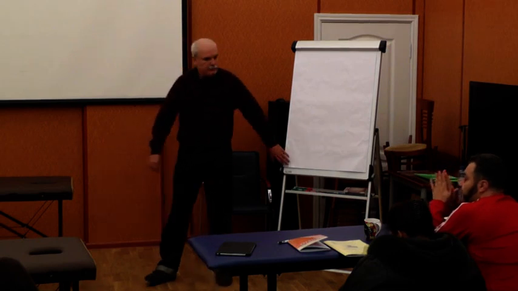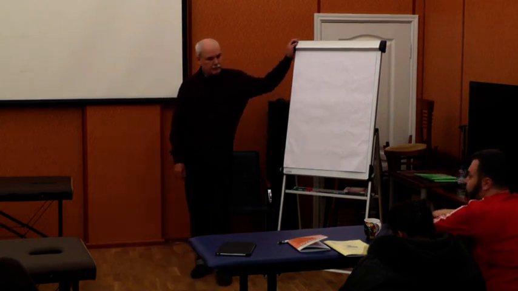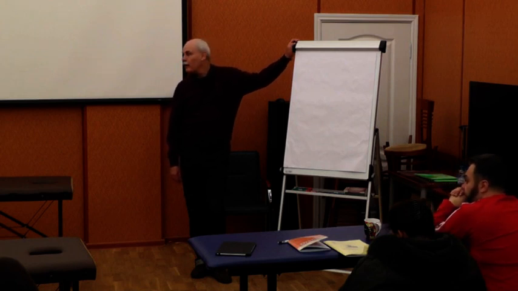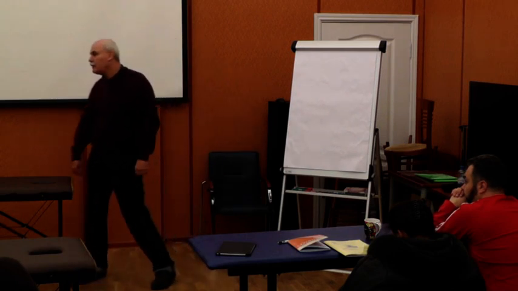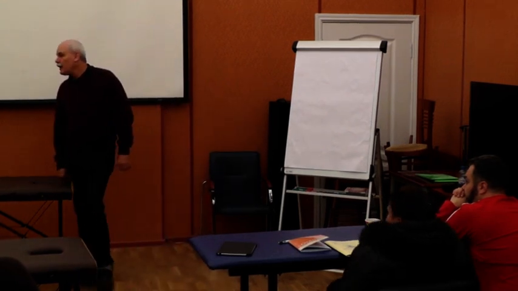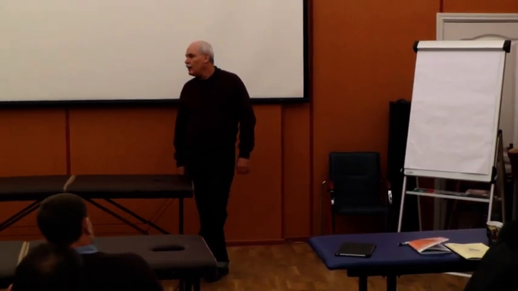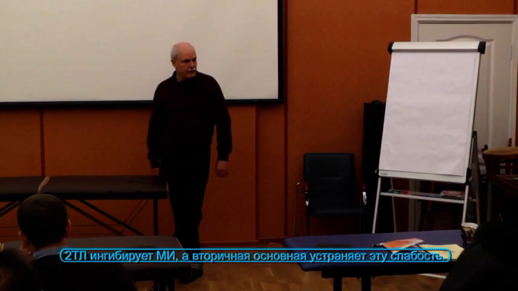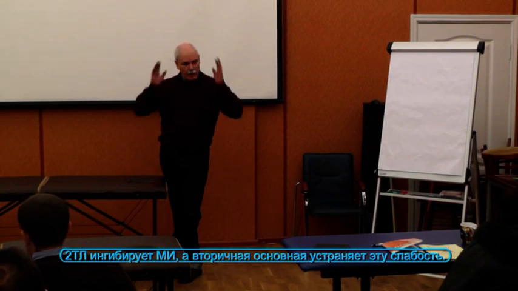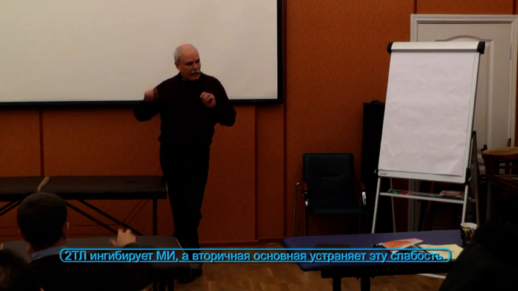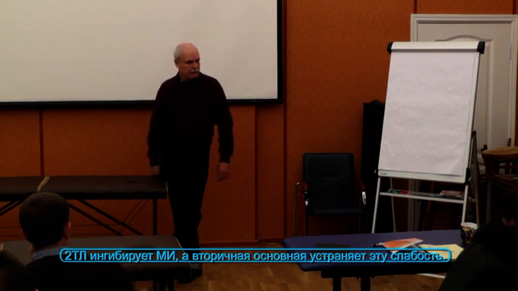In our previous seminars, we said that double TL and double stimulus are equal to each other. Will this rule apply in this case? Yes, the same rule applies. Double TL inhibits an indicator muscle, and only the main secondary will negate the weakness.